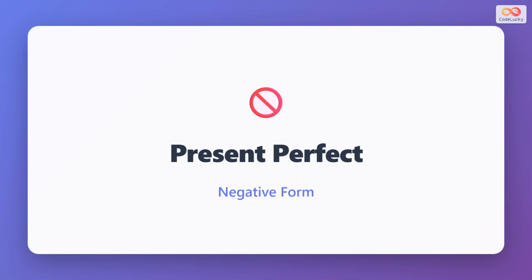Welcome to this lesson on the present perfect tense in its negative form. Today, we'll learn how to say what we haven't done or what hasn't happened. This is an essential part of English grammar that you'll use every day.